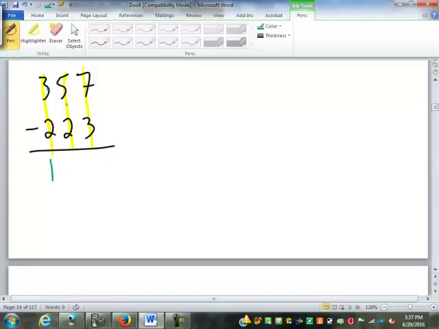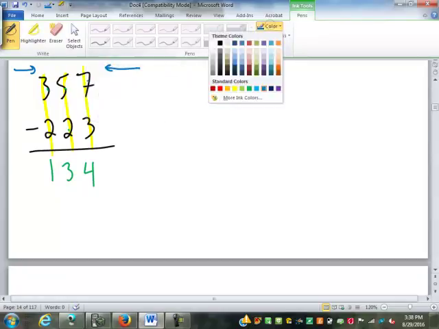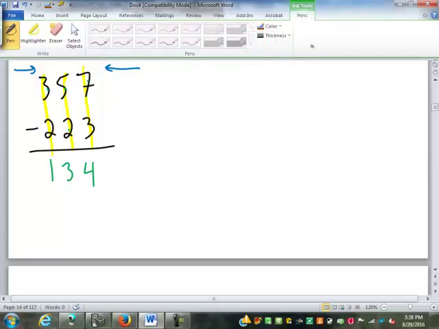3 minus 2 is 1. 5 minus 2 is 3. 7 minus 3 is 4. So we get 134. Well, what did I do again? I started at the beginning and I went to the end. I started left to right. We're used to doing subtraction right to left, starting at the end and working our way back to the start. Why do we do that with subtraction? Not for carrying, but for, what's it called in subtraction?